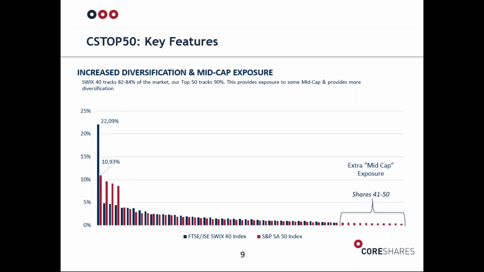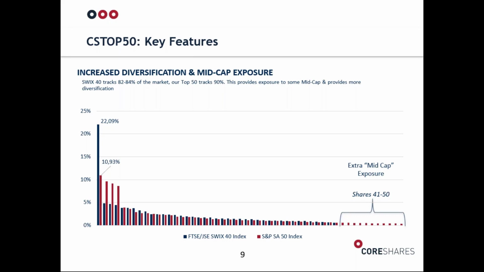First of all, if you look at that comment, that indexation works better offshore than it does in South Africa, what is it premised on? Typically it's premised on two key critiques. The one is that it's easier to outperform the South African index. So that's the one, a performance thing. In South Africa, it's much easier because it's a small universe.